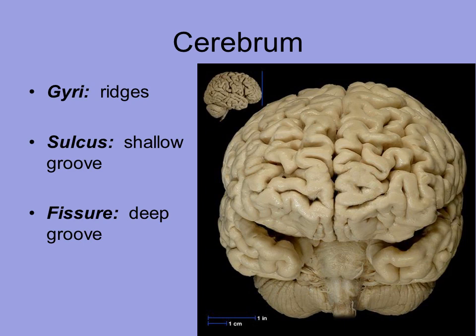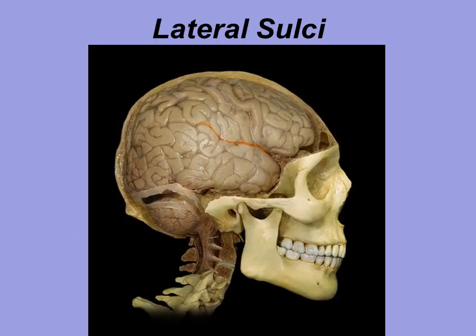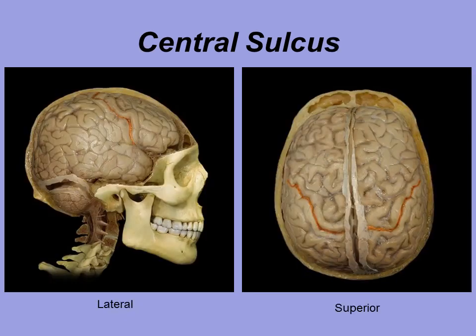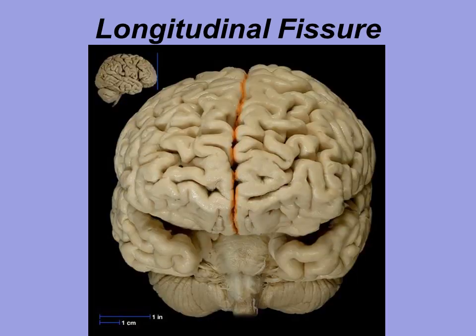So gyri are the ridges, sulcus is a shallow groove, and if it's a deep groove, it's called a fissure. The lateral sulci here is highlighted with the orange color. Remember, your terms will help you with the location of it. The central sulcus, as you can see as well, and then the longitudinal fissure.